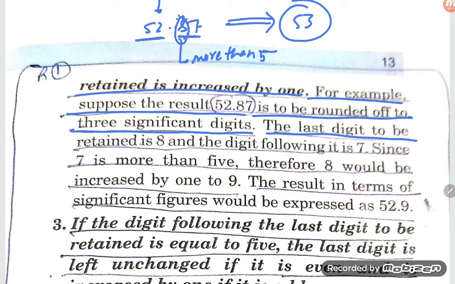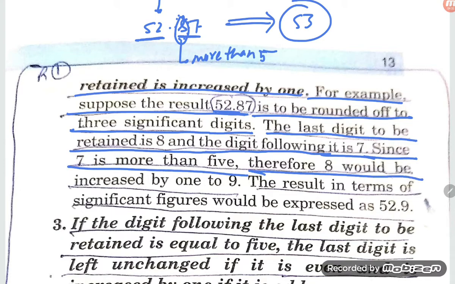Here it is to be rounded off to three significant digits. The last digit to be retained is 8 and the digit following is 7. We have to retain these 3. Since 7 is more than 5, 8 would be increased by 1. The result in terms of significant figures would be 52.9.